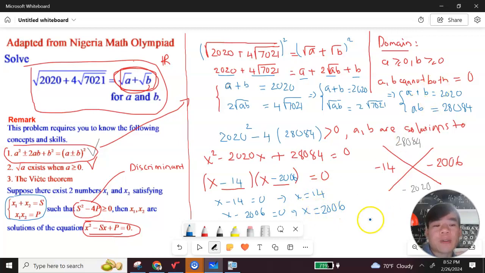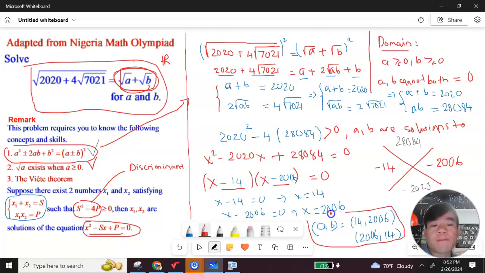Okay, so you have two values right here that represent A and B. So you have two pairs of A and B. A could be 14, and then B is 2006. A should be 2006, and B should be 14. So this is two solutions right here. All right, and that's it.